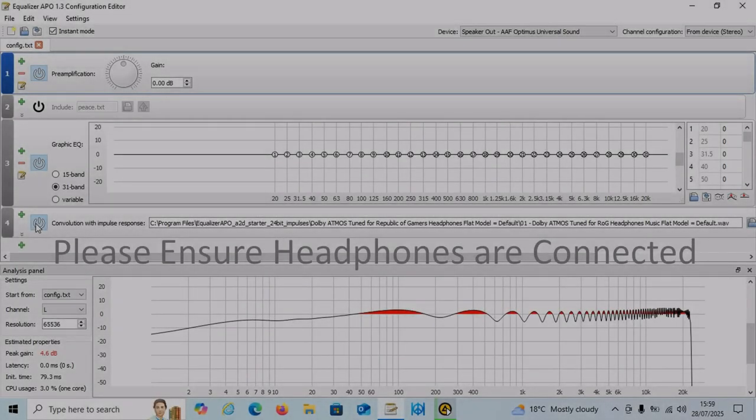Please ensure that you have stereo headphones connected and, if it is applicable, that they are powered on.